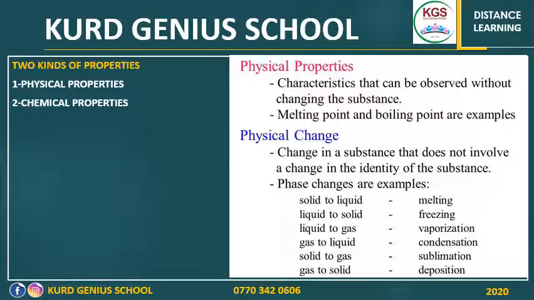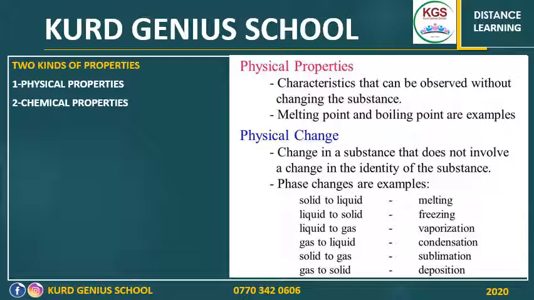And also guys, we have physical changes. A physical change is a change in a substance that does not involve a change in the identity of the substance. That means just the volume, the size and the shape of the substance will change, but the identity of the substance, or the chemical composition or the arrangement of the particles, will not change. That's why we call it a physical change.